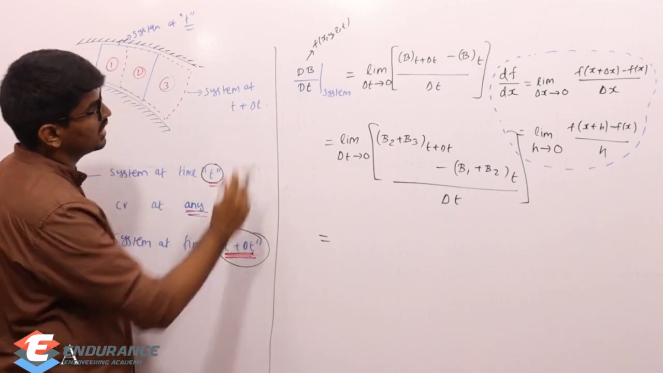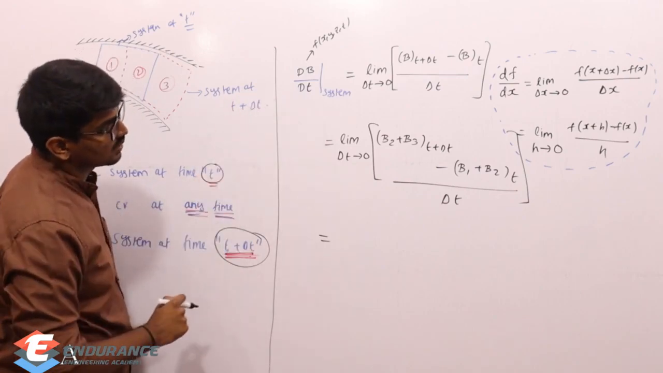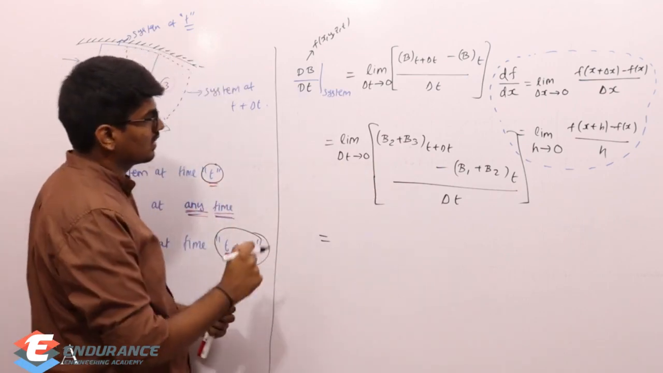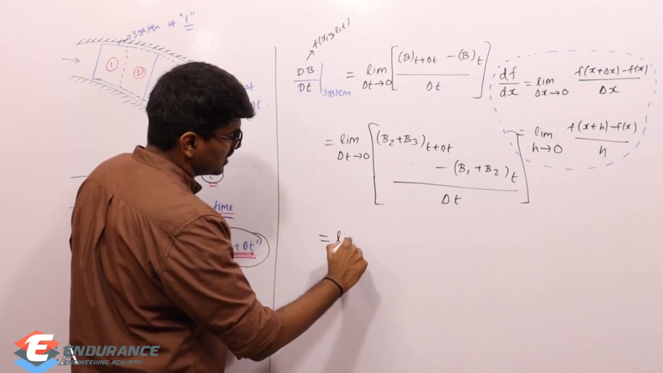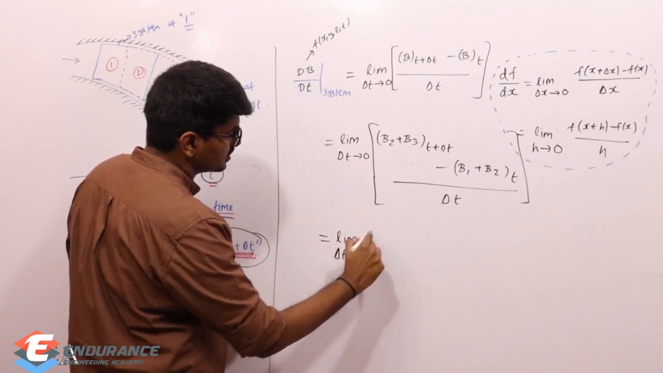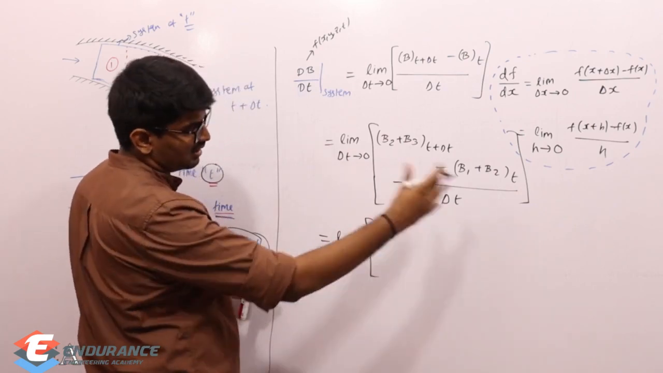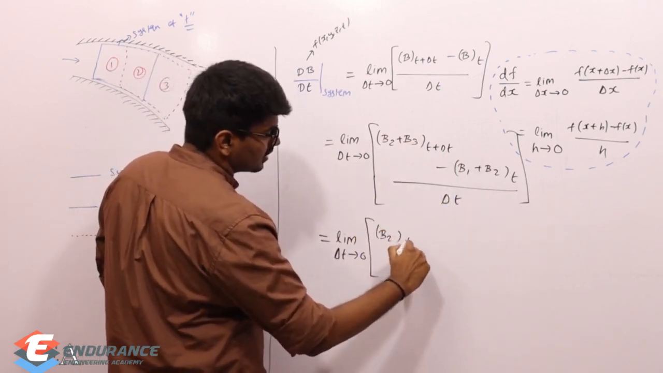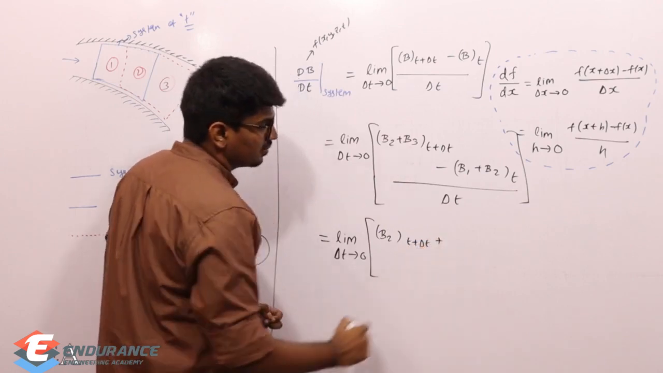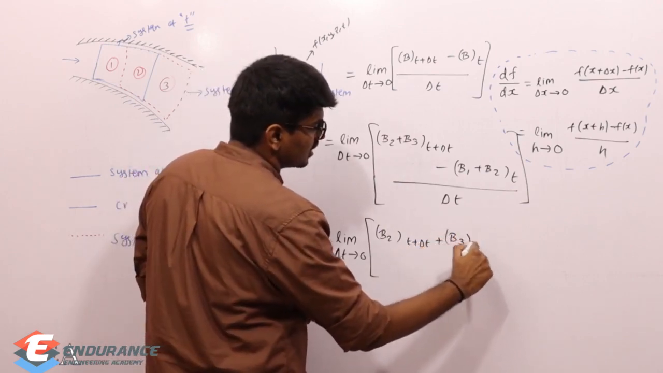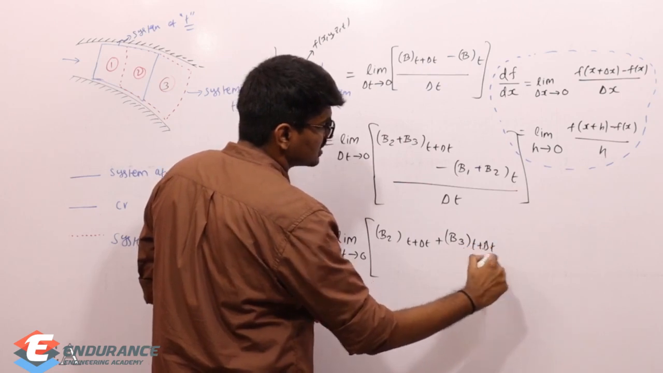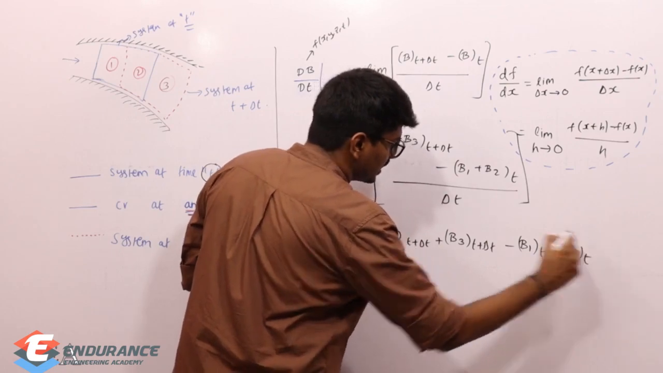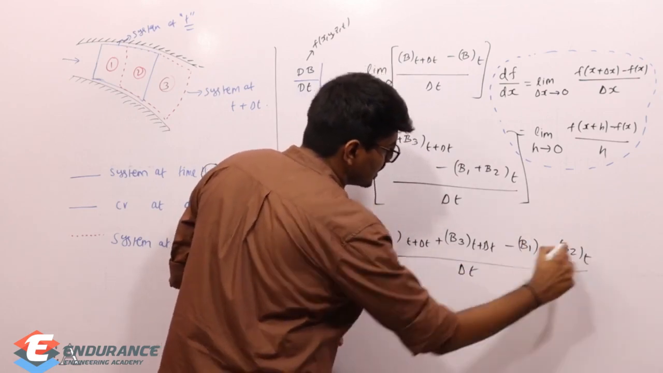So dB by dt of the system will be equal to, so what happens now? I will do some small rearrangements. Okay, so what I will do, limit delta t tending to 0. Let me first take this t plus delta t inside. So first I will write it like this: b2 at t plus delta t plus b3 at t plus delta t minus b1 at t minus b2 at t, by delta t.